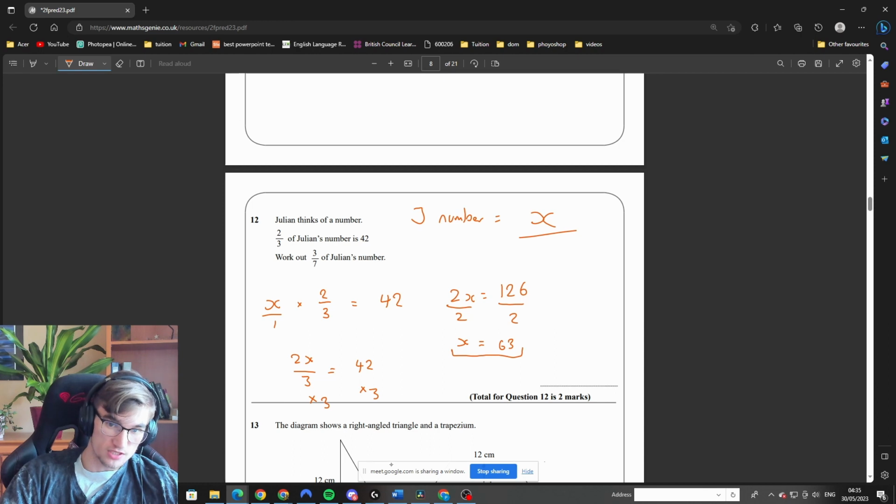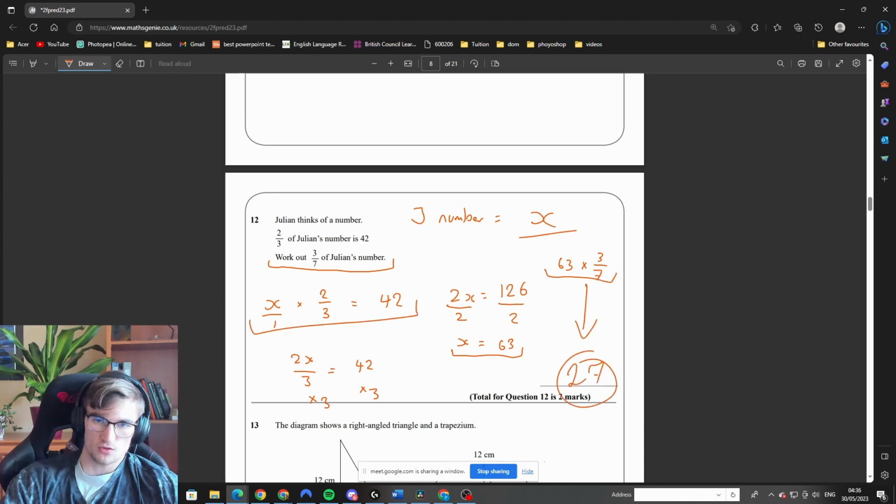Well, that's what Julian's number is, but that's not the final answer because they want to know what 3/7 of his number is. So what I'm going to do is 63 times 3 over 7. So I'll take my calculator. 27. Someone tells you, oh, what's 7/3 of 220? All you have to do is 220 times 7 over 3.